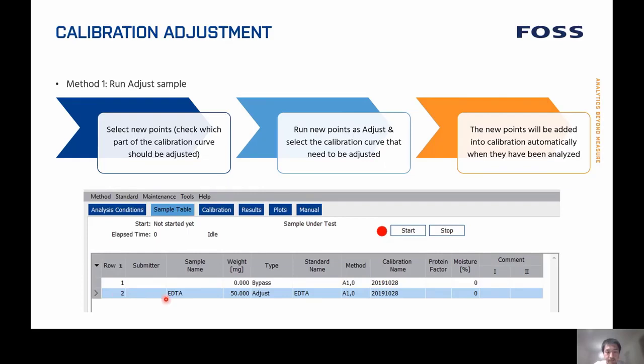You run the bypass, then you create the adjust sample type. For the next sample, you enter the weight and you choose a standard. And then you select the calibration curve which one you want to adjust. Then you start to run the analysis. And when the run finishes and the result is there, this result will be automatically added into the calibration curve. And then this calibration curve can be adjusted.